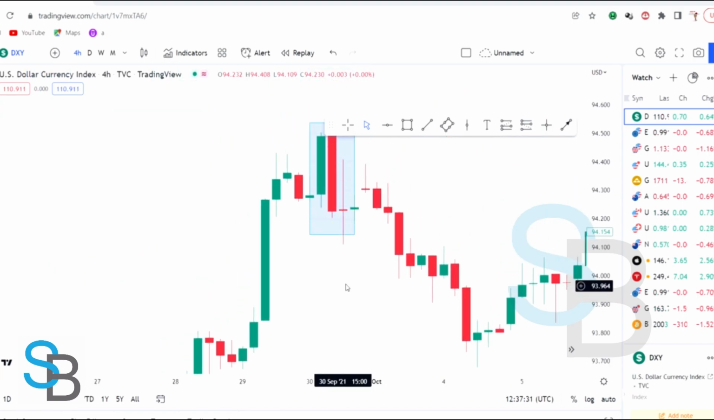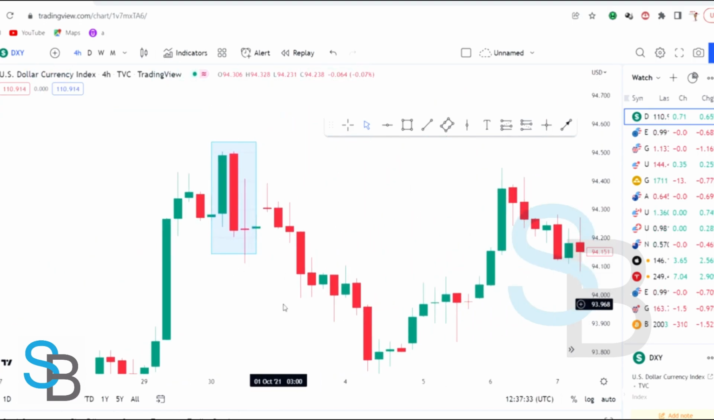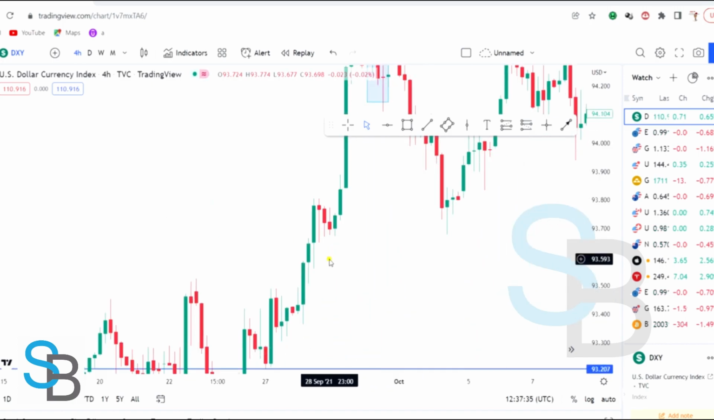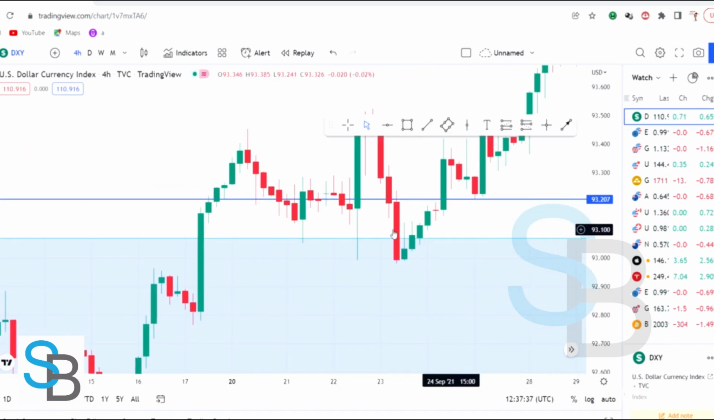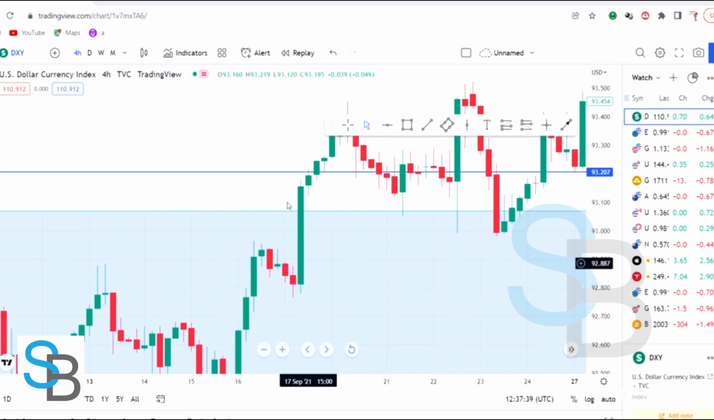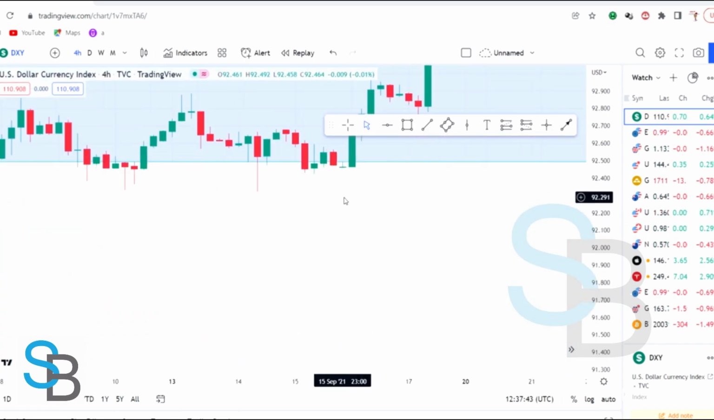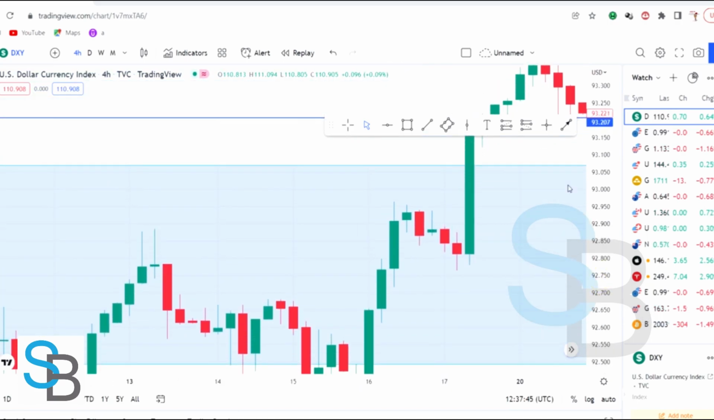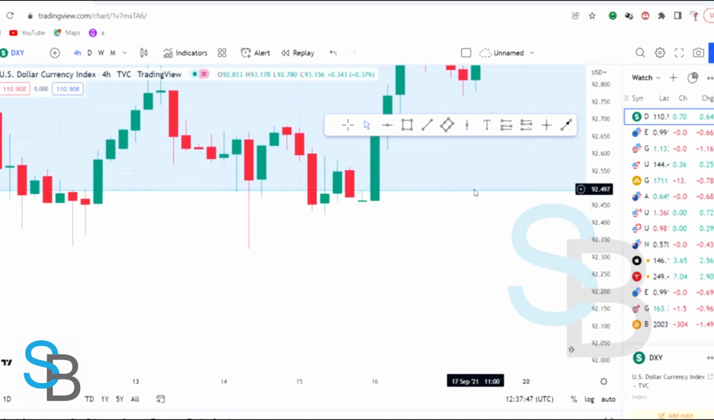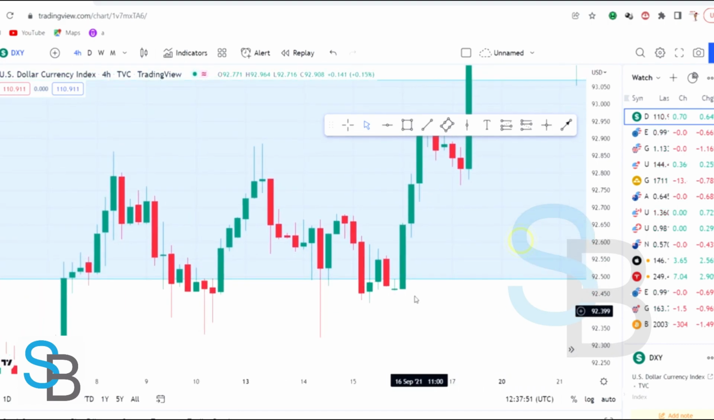Remember, these things do not play out very perfectly, so you just need to understand how to identify them. Now this is an inverted hammer. As you can see, it's an inverted hammer, and we have a move up.